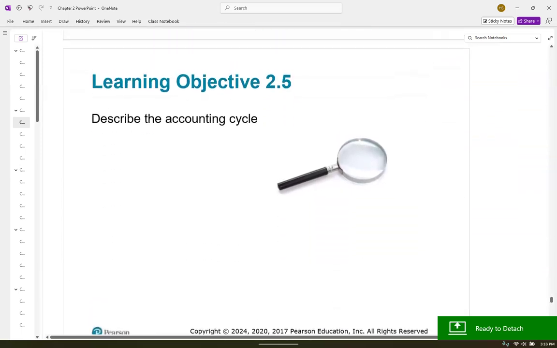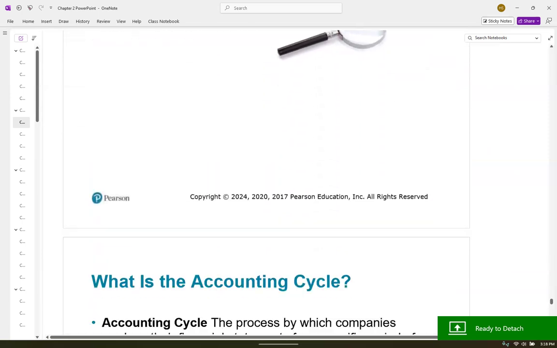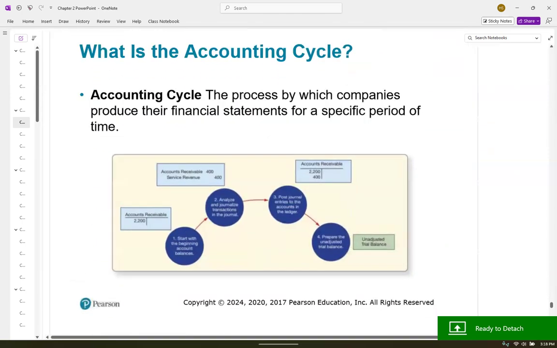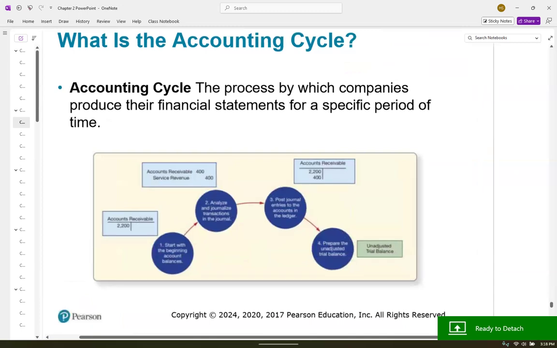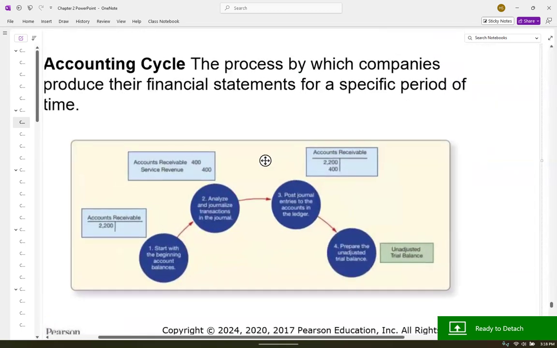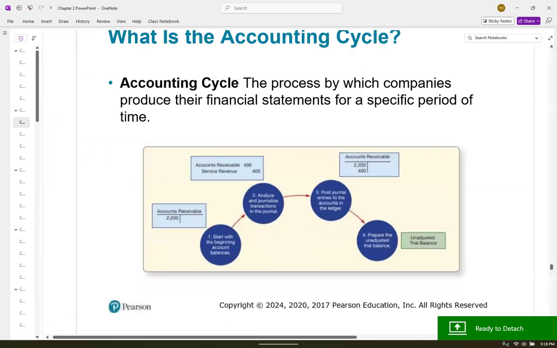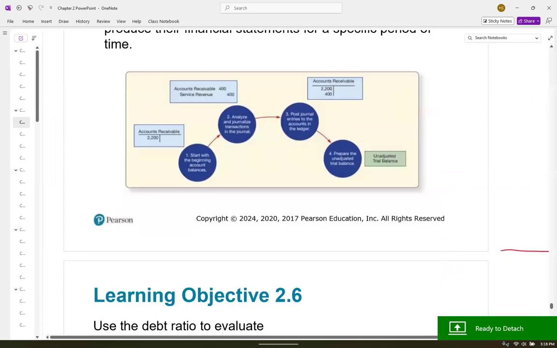Okay. So I kind of gave you the steps in the accounting cycle. Sometimes I like to simplify things just a little bit, but it's the process by which companies produce their financial statements for a specific period. Okay. And these steps are exactly what I wrote out for you. We do start with a beginning balance. We analyze transactions, put them in the journals, then we're going to post them and then prepare the trial balance, then the financial statements. Okay.